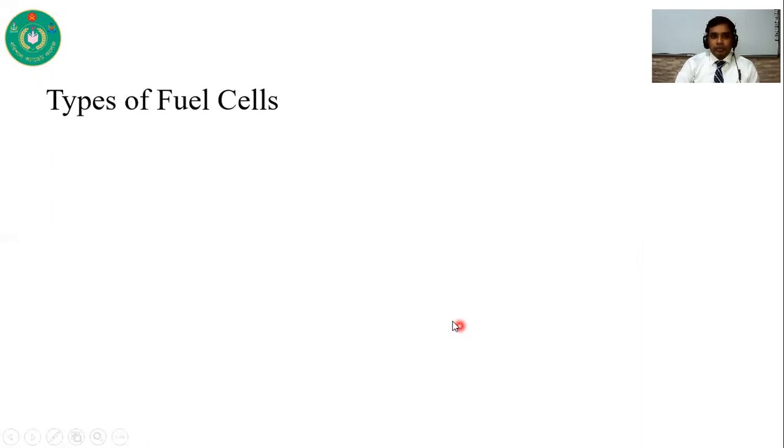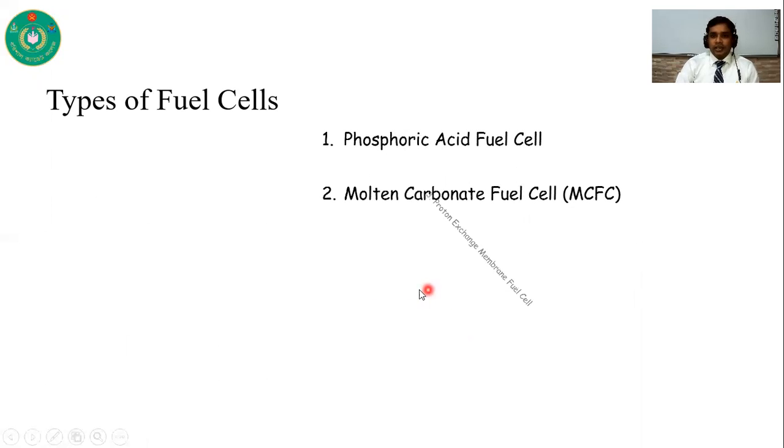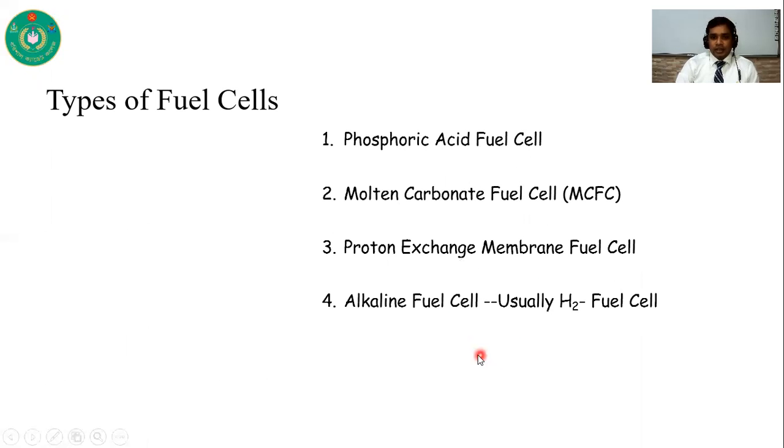So now types of fuel cell. One is phosphoric acid fuel cell, molten carbonate fuel cell, proton exchange membrane fuel cell, alkaline fuel cell. Usually hydrogen fuel cell is in alkaline fuel cell. Basically we discuss hydrogen fuel cell. And last one is solid oxide fuel cell.